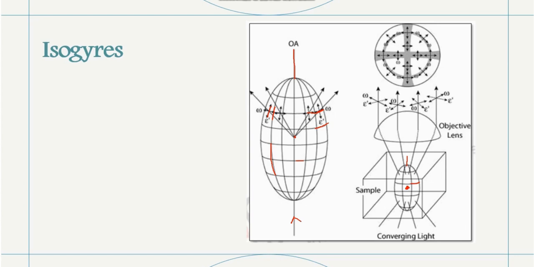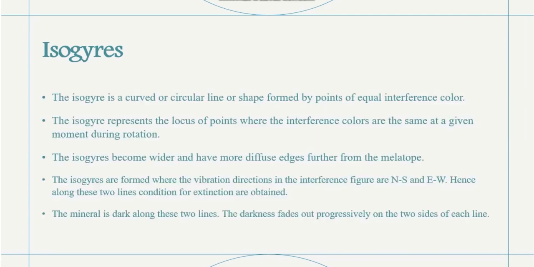All right, and then what will happen is the extraordinary rays will be vibrating parallel to the lines of longitude, and the ordinary rays will be parallel to the lines of latitude, and all of these will be collected by the objective lens. That's where we start to form the isogyres. So let's see what exactly these isogyres are.